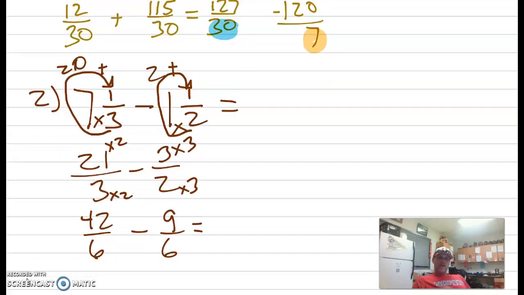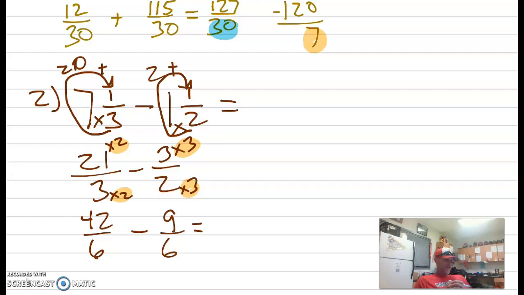All right, if you skip counted in your head both numbers, you would have realized that they had 6 in common. So how did we get from 3 to 6? We just multiplied by 2. You have to do the same thing to numerator and denominator. And then how did we get from 2 to 6? We multiplied by 3. So whatever you did to that denominator, you have to do the numerator.